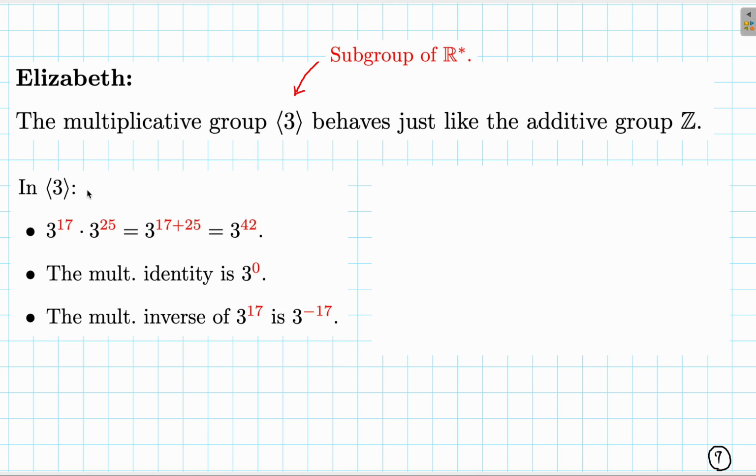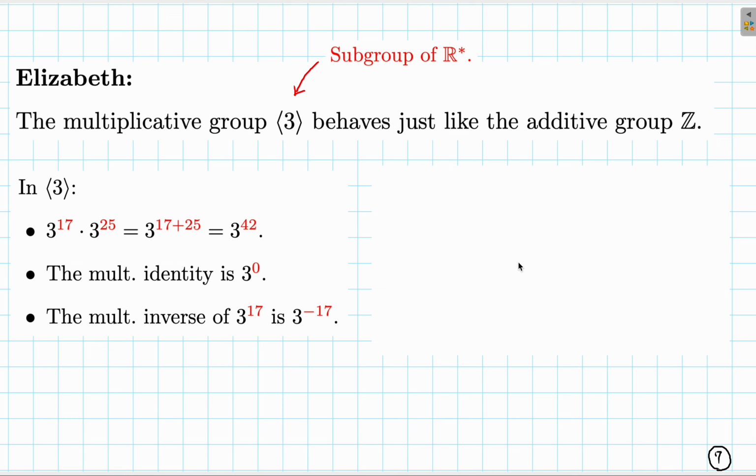So in ⟨3⟩, which is a multiplicative group, 3 to the 17th times 3 to the 25th is the same as 3 to the 17 plus 25, which is 3 to the 42nd. That's the law of exponents. The multiplicative identity is 3 to the 0, and the multiplicative inverse of 3 to the 17th is 3 to the negative 17th, because those multiply together to be 1, or 3 to the 0.